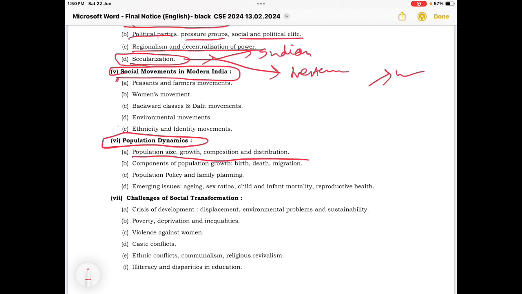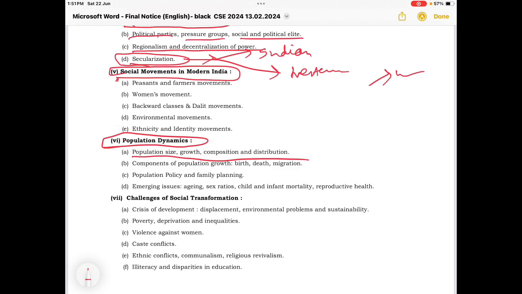We will see population size and growth, because it is a fact that India was the first country to initiate a family planning program in 1952. You have read this also. But today also our family planning schemes are not very effective, because people are not aware about this. So our population also surpassed China's population. You all know all these things.